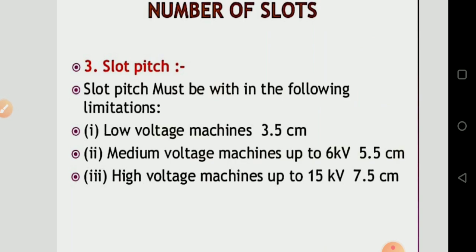Now it has some limitations. The slot pitch for a low voltage machine is 3.5 centimeter, for a medium voltage machine up to 6 kilovolt the slot pitch is 5.5 centimeter, and for a high voltage machine up to 15 kilovolt it is 7.5 centimeter.